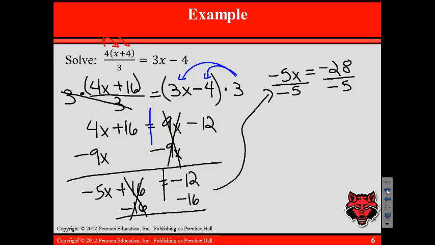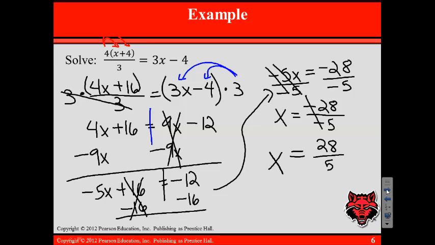So on the left side, the negative 5s cancel. We're left with x equals negative 28 over negative 5. Now, 28 and 5 don't have any common factors, but you may notice that the numerator and denominator are both negative. Anytime we have two negatives or two of the same sign in division, that should be a positive answer. So you may think of it as these negatives canceling one another out and creating a positive fraction. And the answer will be x equals 28 over 5.